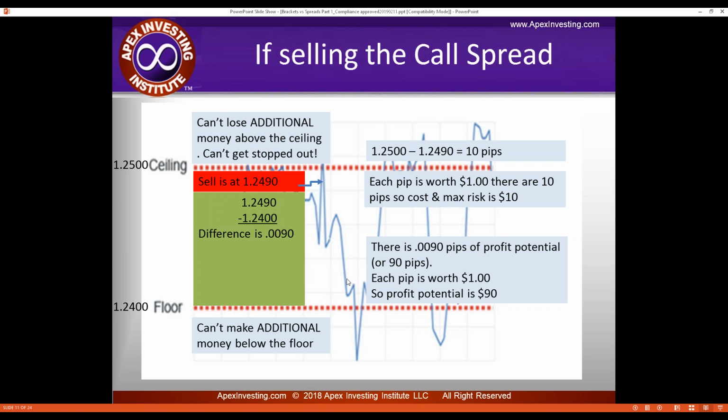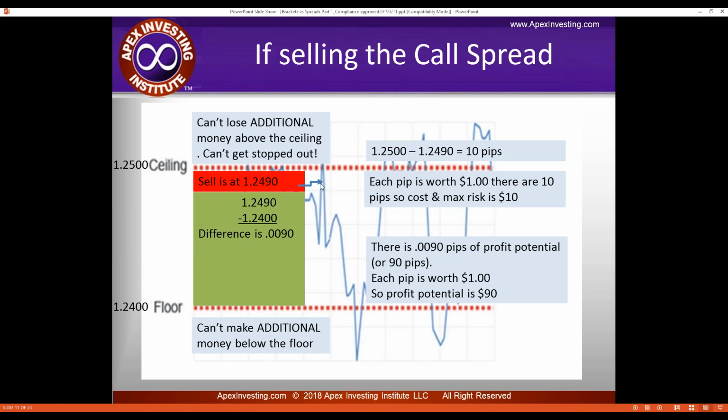Also, just because it comes down and hits my maximum profit at the floor, it does not automatically close out my trade on a call spread. The trade is still open. On a call spread, just because it hits one side or the other, it will not automatically close the trade. The trade will close at expiration or if I decide to exit early.